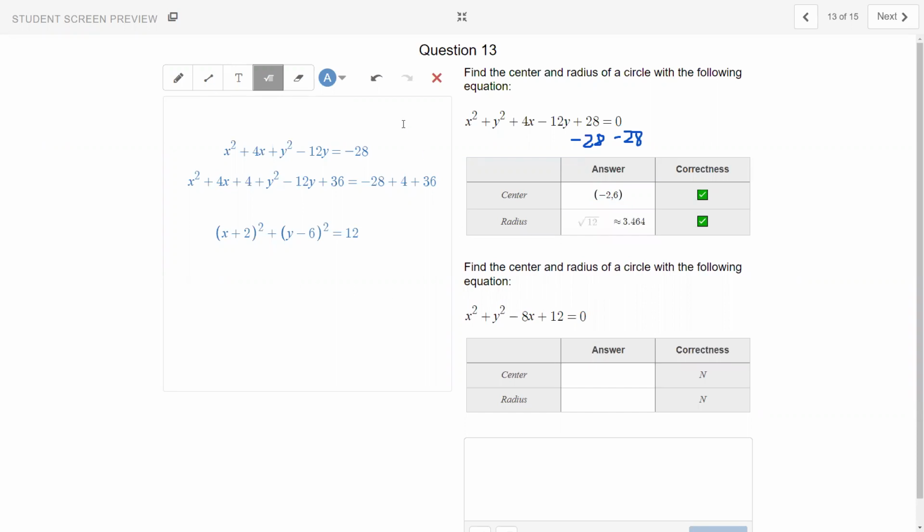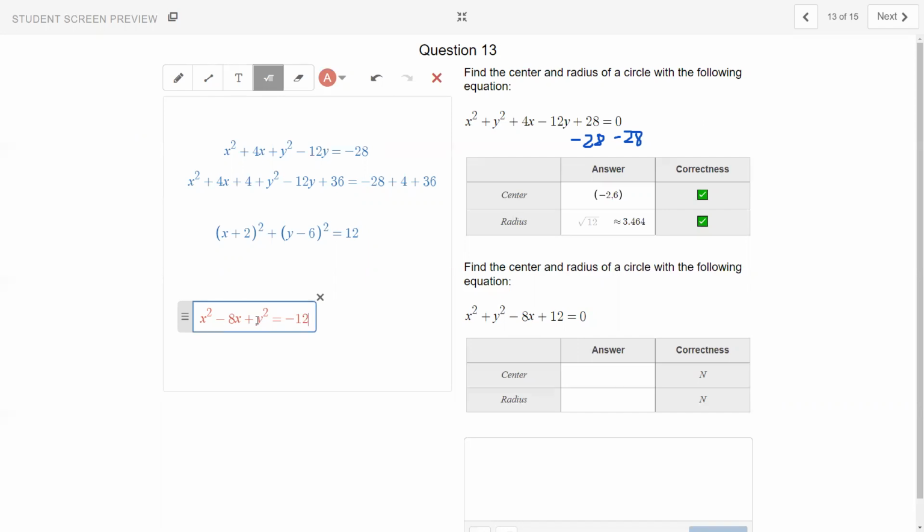Okay, for the next one, we're going to do the same thing. All right, so let's do red here. I'm going to subtract 12 from both sides. So I have x squared plus y squared, and I'm going to put my minus 8x over here, minus 8x, and then equals negative 12. We move the 12 over to the other side. Okay, the y's are good. It's just y squared, that's y minus 0 squared.